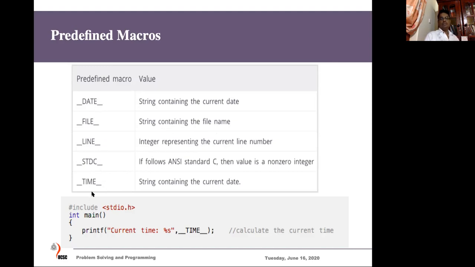So those are the predefined macros available for us. Using preprocessing commands or directives, we can create such macros as well. As I said, the define preprocessor can be used to create macros, macro functions.